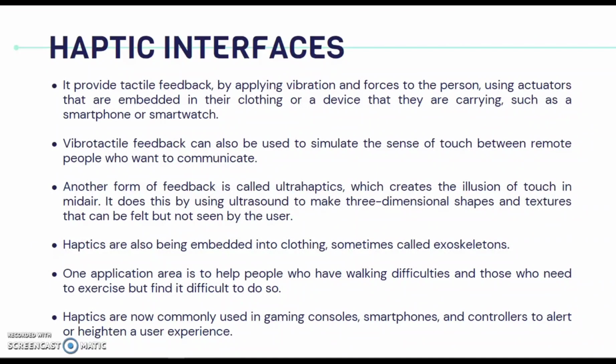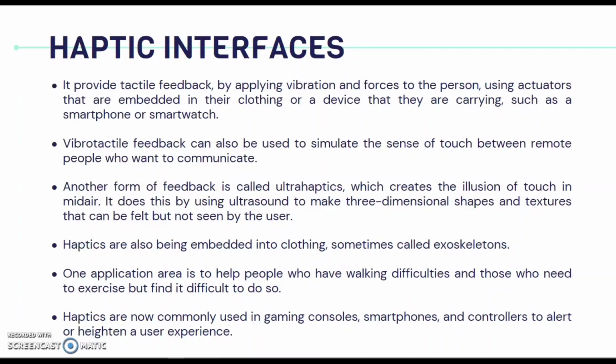Haptic interfaces provide tactile feedback by applying vibration and forces to the person, using actuators that are embedded in their clothing or in a device that they are carrying, such as a smartphone or smartwatch. Vibrotactile feedback can also be used to simulate the sense of touch between remote people who want to communicate. For example, our smartphones have a haptic effect or vibration. If we receive a notification, call, or message, it informs us of what is going on or what we are receiving.